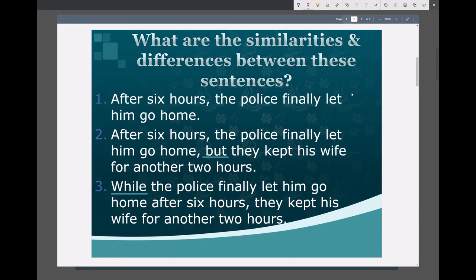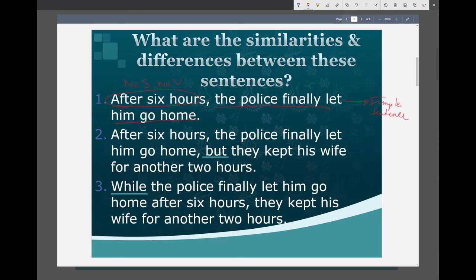After 6 hours, the police finally let him go home. So we have an introductory phrase, and then we have an independent clause. This is not a clause because there is no subject and no verb. So this is, what do you think? If you think simple sentence, you are correct. Alright, let's take a look at sentence 2.